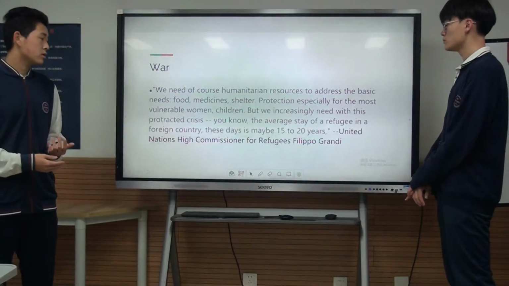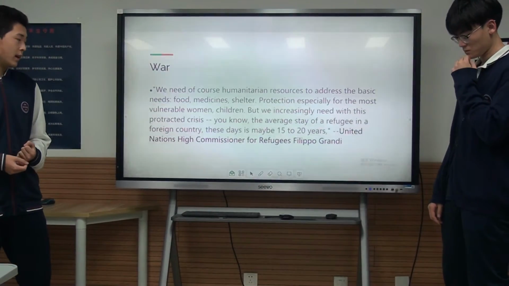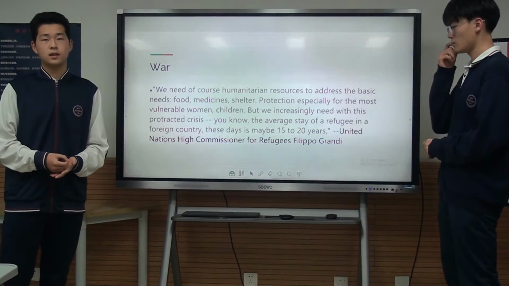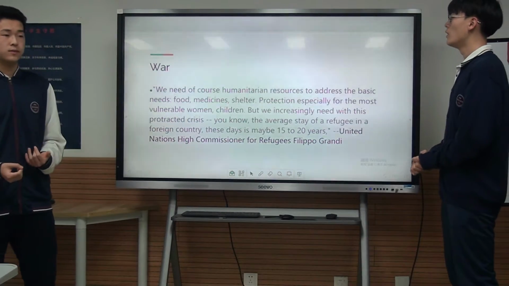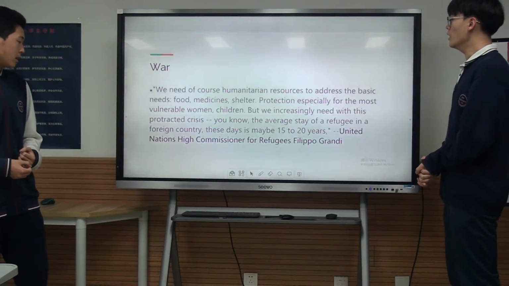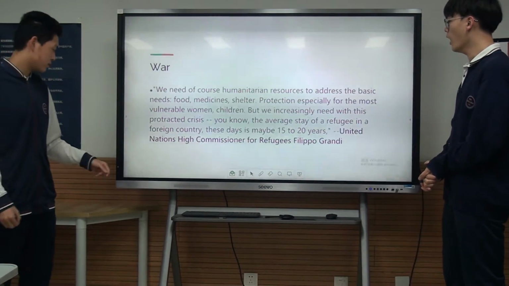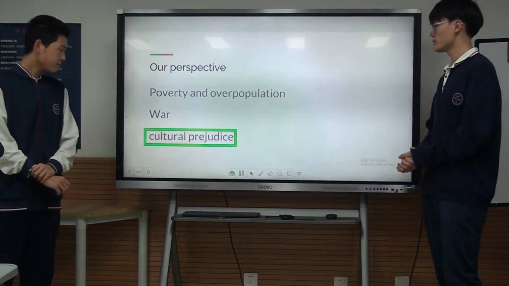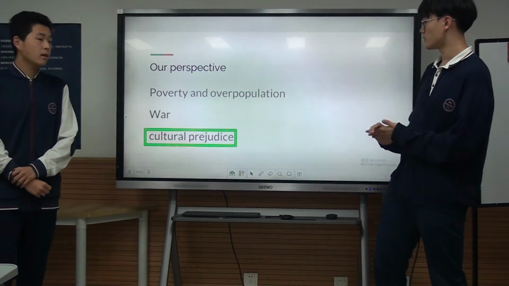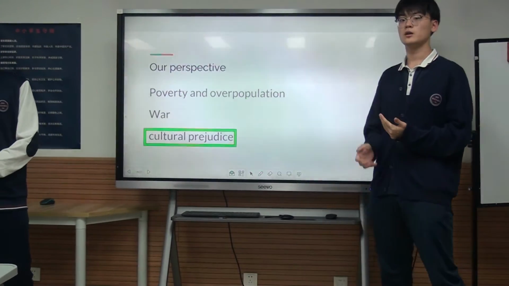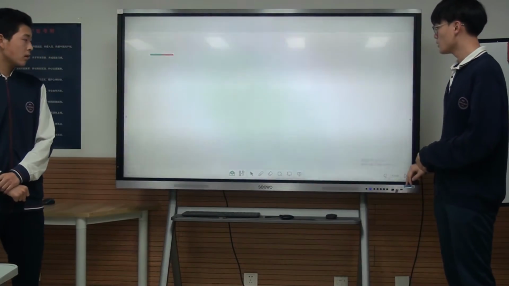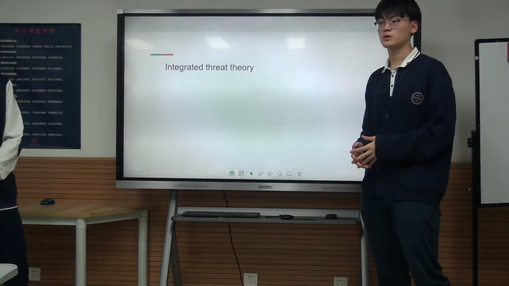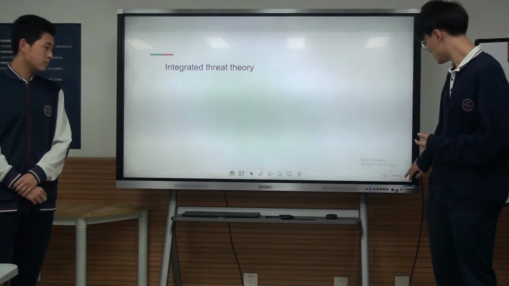However, the limitation to this solution is that some developed nations might not be willing to support those developing countries, as they are not satisfied with the policies in some nations. And also, with another perspective, cultural prejudice, to talk about illegal immigration. So first, I will provide the integrated threat theory to talk about this event.